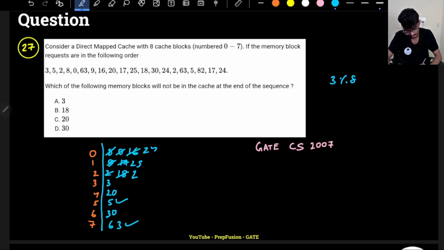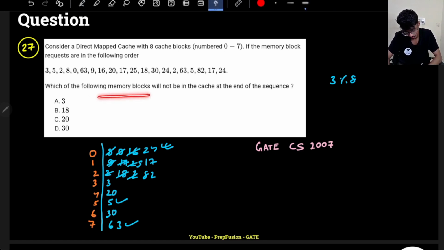82 mod 8 is 2, so I have to replace 82 here. 17 mod 8 is 1, so I have to replace 17 here. 24 mod 8 will be 0, and it is already placed in the cache, so it will be in the cache only. What are they asking?